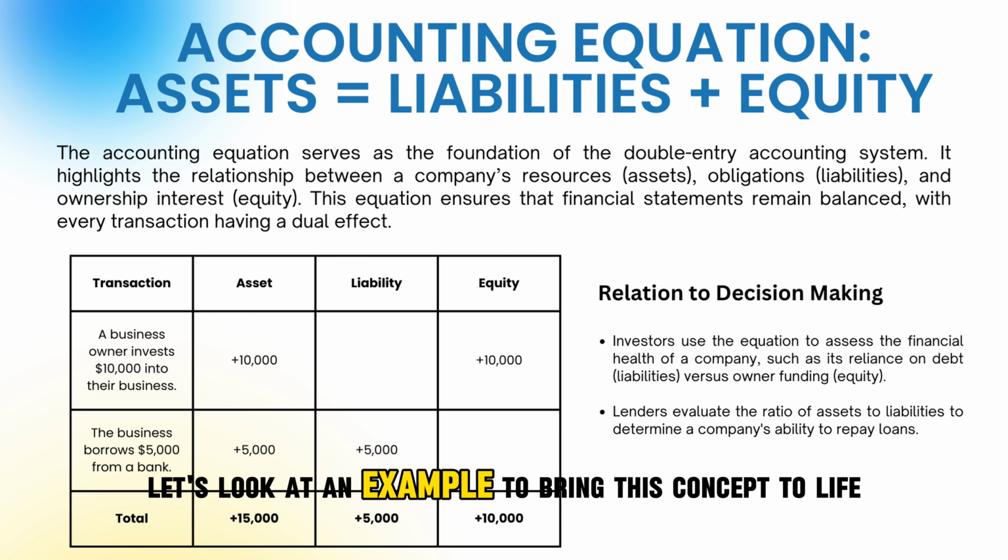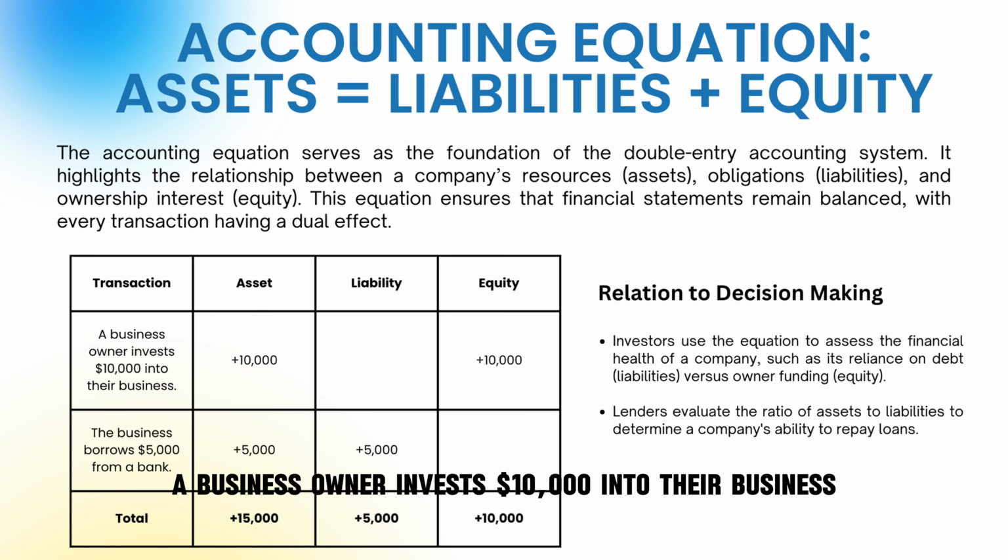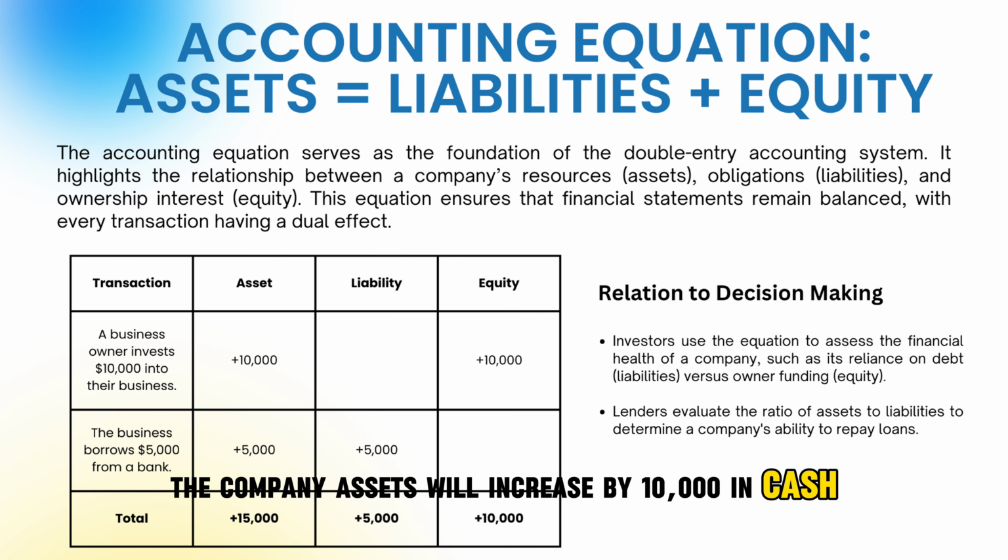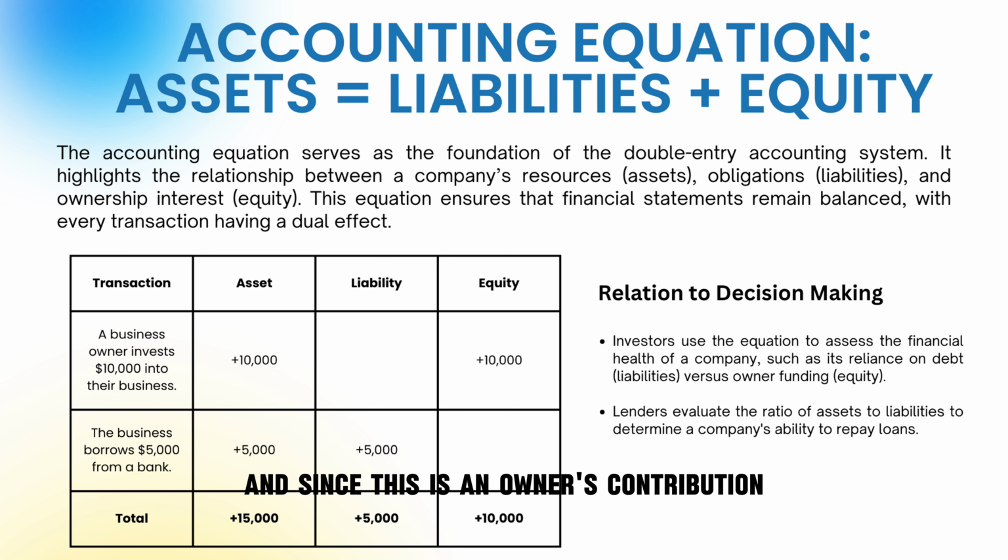Let's look at an example to bring this concept to life. In the first transaction, a business owner invests $10,000 into their business. Here is how it reflects in the accounting equation. The company assets will increase by $10,000 in cash, and since this is an owner's contribution, the equity will also increase by $10,000. Please note that no liabilities are involved in this transaction. So the equation remains balanced.